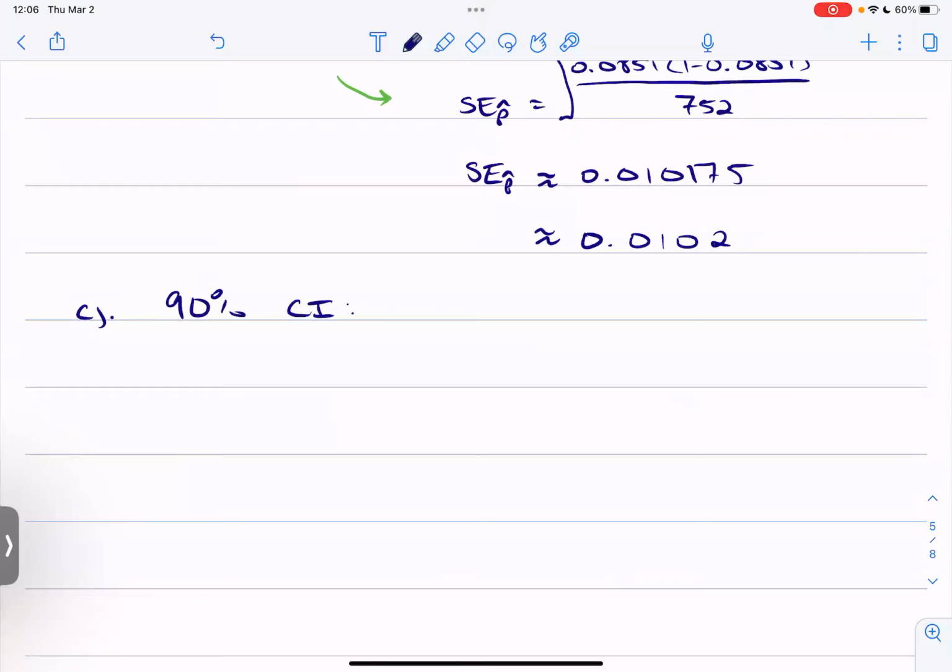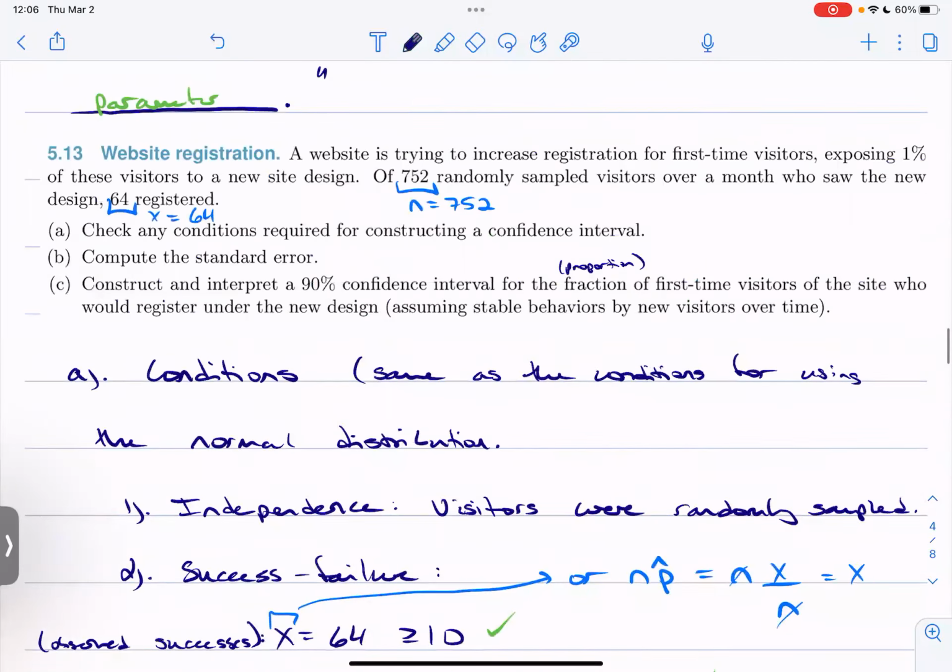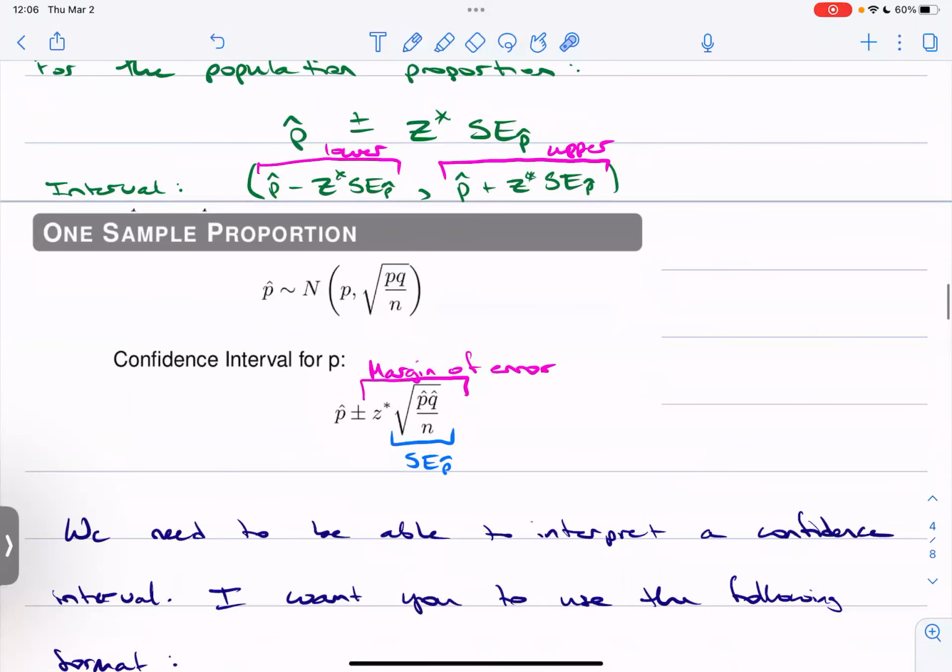From the formula sheet, scroll back up there. If I need a confidence interval for a 1 sample proportion question, trying to capture p, the population proportion, I'm going to use p hat plus minus z star times the square root of p hat q hat over n.